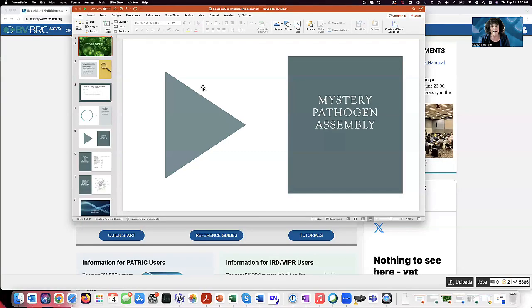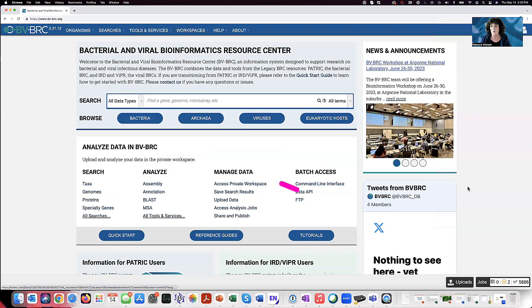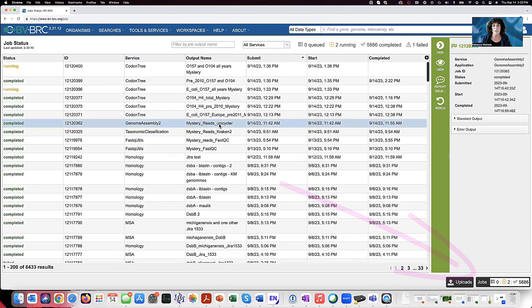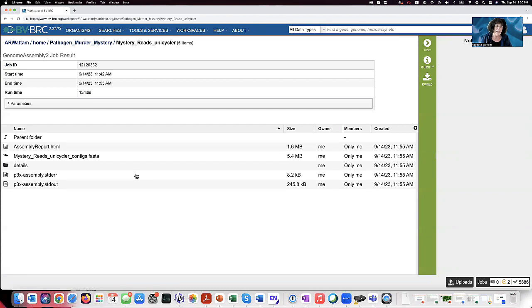Let's go in and look at that mystery pathogen and look at the assembly for it. So I'm going to get out of this, and we're going to go here. And, well, this one completed pretty recently. So from my jobs page at BBBRC, remember we talked about that before, I can highlight this row and then click on the view icon. And this gives me information about my assembly job, including how long it took to run once it got going, which 13 minutes isn't bad.